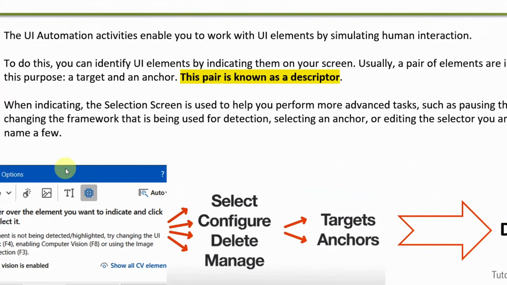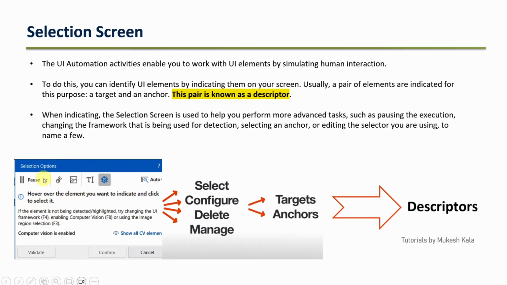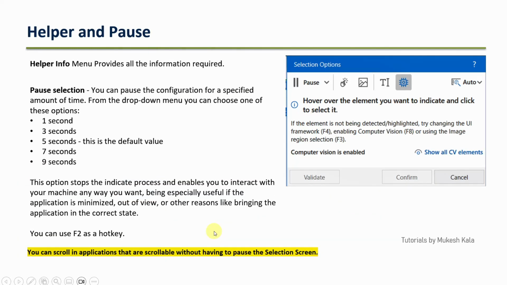I'll cancel this. So this is the selection options window which I was showing in the live demo, and this is what we can do: select, configure, delete and manage. Now when we talk about this page, we have multiple options. Let's talk about them one by one so that we understand it properly. I would request you guys to create small notes for yourself so that you don't forget what exactly we talk about.